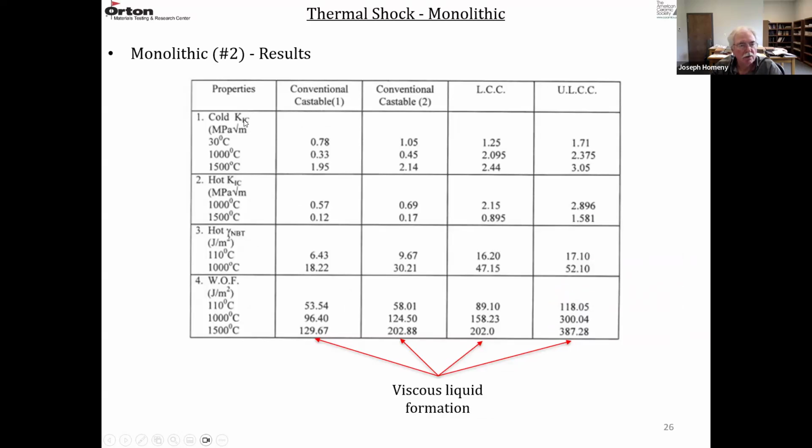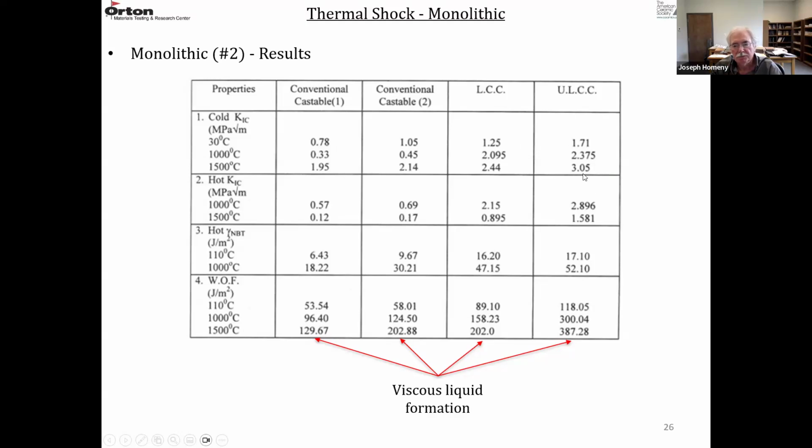This table has the cold fracture toughness, the hot fracture toughness, the hot gamma NBT, and then this is the room temperature work of fracture. So if you look at the toughness values, they're typical of refractories, between 1 and 2, and these are megapascal square root of meters. It's a little lower at temperature, especially at the highest temperature. It really falls off, but the strength falls off.